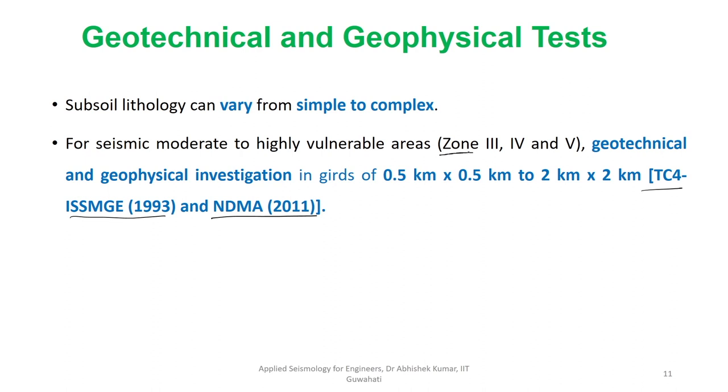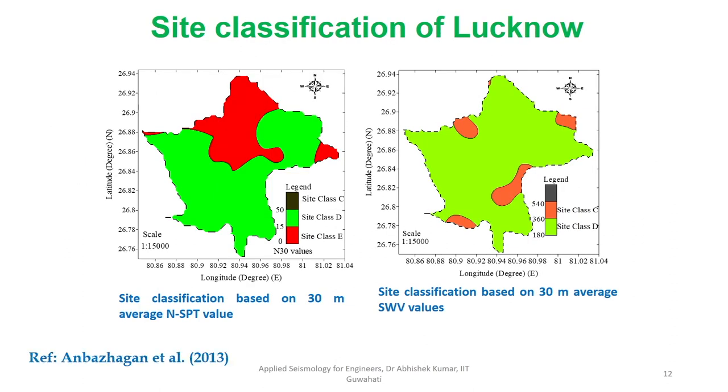Depending upon the area in which your site is located, if your site is located in seismic zone 3 or 4 or 5 as per the seismic zonation map of India, and whether the site belongs to a heterogeneous or homogeneous medium, we can select a suitable grid size to perform at least one geotechnical and geophysical test. Using those, one can develop a microzonation site classification map.